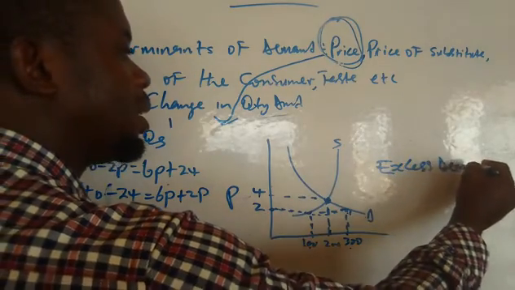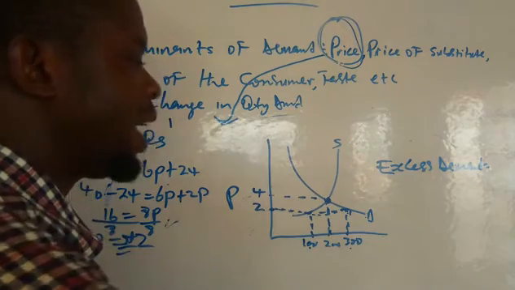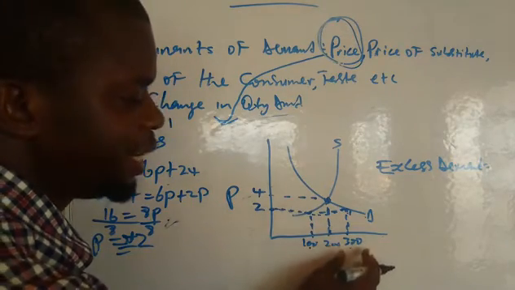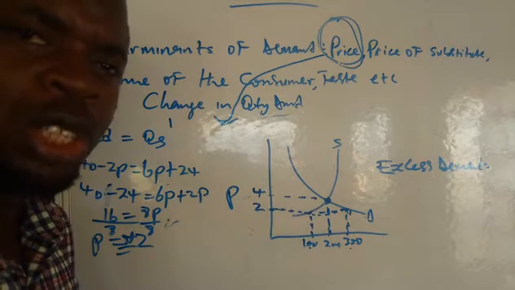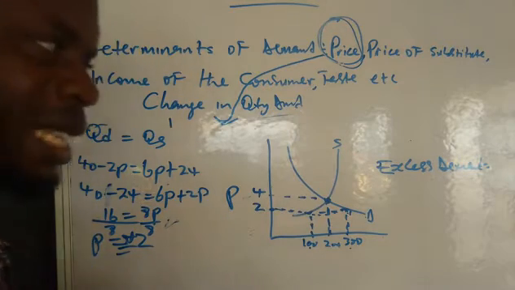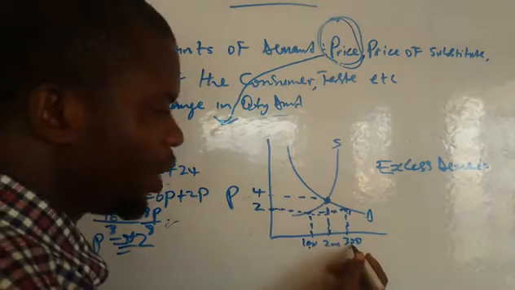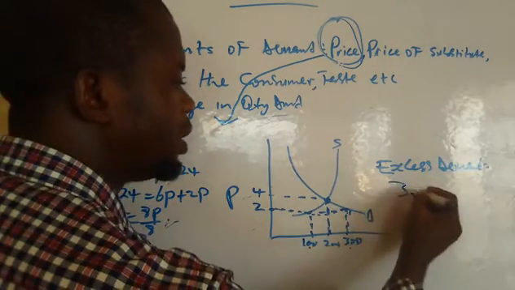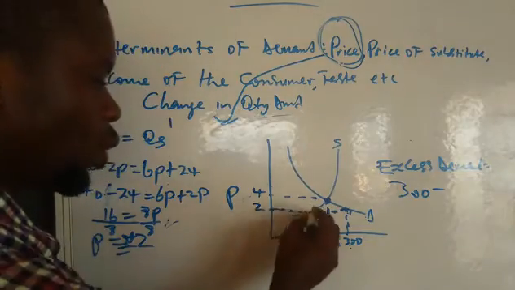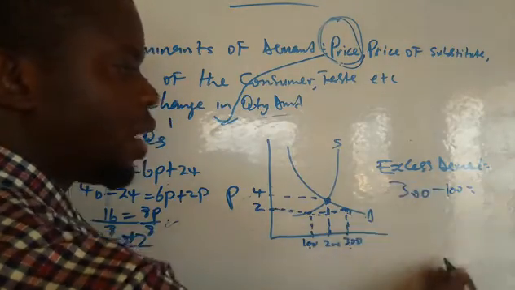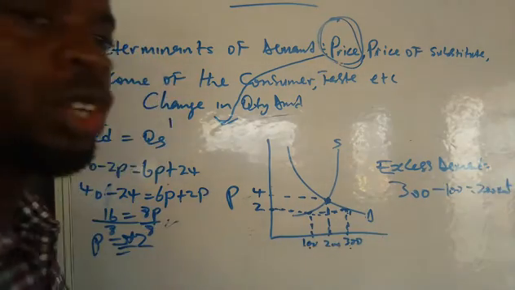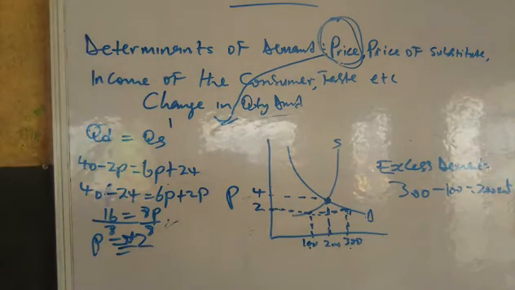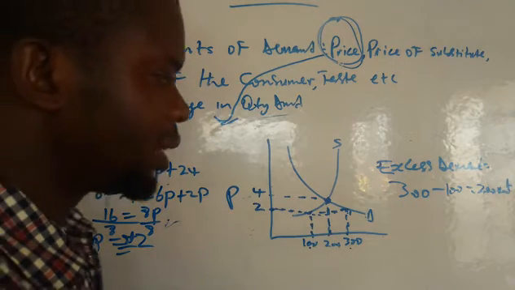Excess demand now equals what? What is the meaning of excess demand? Let me put it like that. Excess demand is how much demand is greater than supply. So it's as simple as that. So demand is 300 minus supply 100. So what's going to be our answer? Excess demand here is going to be 200 units. Our excess demand is 200 units. It's as simple as that.